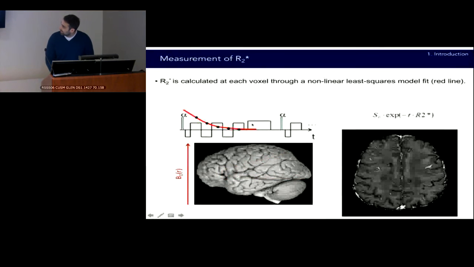We can then fit this exponential decay in the simplest sense to a mono-exponential decay model, and we have voxel-wise maps of R2 star at each point in the brain. And this is a 7T R2 star image from a multiple sclerosis patient.